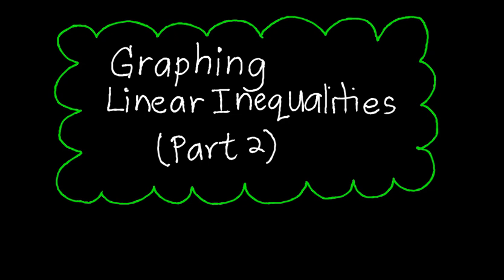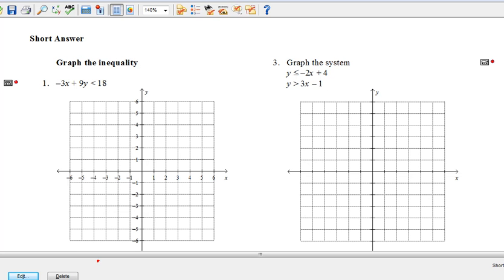This is going to be just a continuation of the video on graphing linear inequalities. I'm just going to do one more linear inequality on the graph, and then I'll do a different video for a system. Okay, so this example number one is an example where it's not in slope-intercept form.